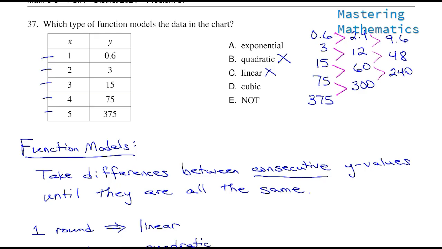Maybe it's cubic. Let's go ahead and take some differences again. 48 minus 9.6 is 38.4. And 240 minus 48 is 192. So they're not the same. So it's not cubic either. So we're out of choices for the polynomials, but maybe it is exponential.